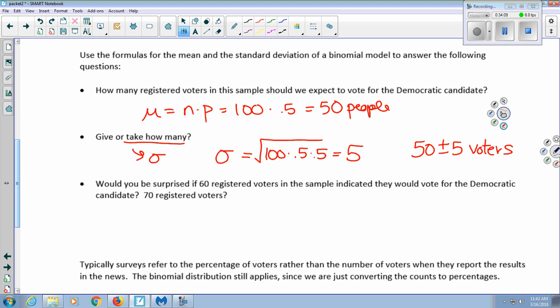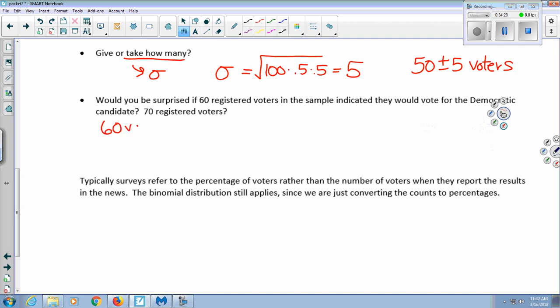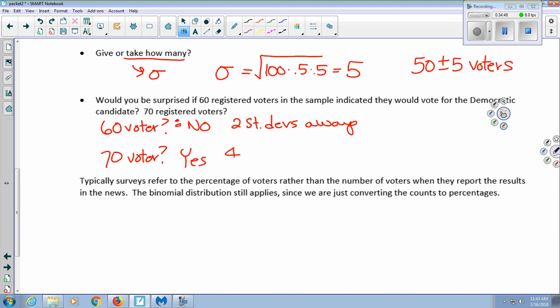Would you be surprised if 60 voters in the sample indicated they would vote for the Democratic candidate? So would we be surprised if we saw 60 voters? No. I'd say no. We're 2 standard deviations away. That's not too unexpected. What about if we saw 70 voters say they're going to vote for the Democratic candidate? This would be surprising. This is 4 standard deviations away from what we expected. So that would be surprising.